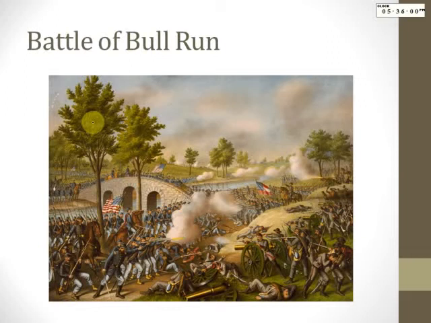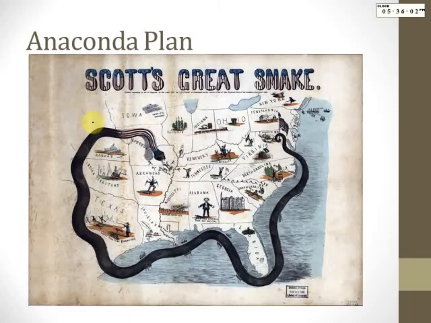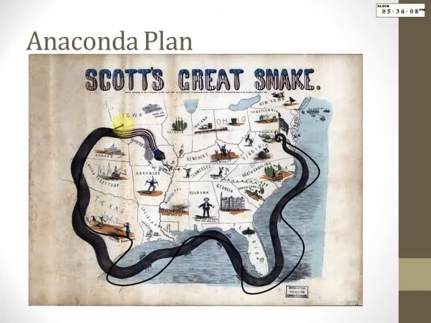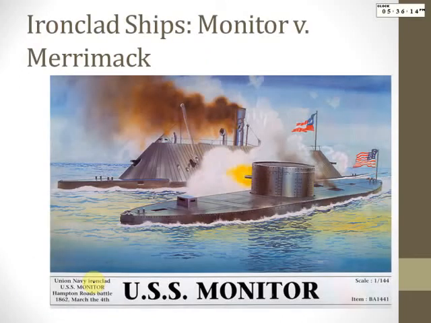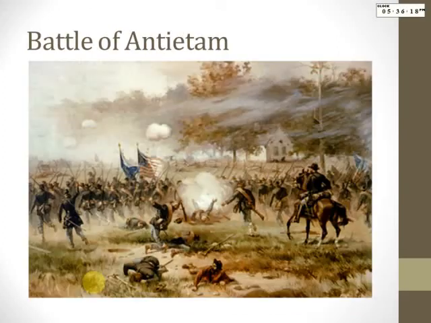You don't worry about the Ironclad Monitor and the Merrimack, even though that was pretty cool. You should know the Battle of Antietam. Because of the Battle of Antietam and a Union victory, this resulted in the Union being able to issue what? The Emancipation Proclamation. Now, why couldn't we do it after a loss? Why can't we just free the slaves if we lost?